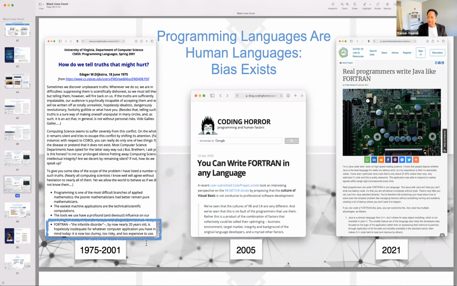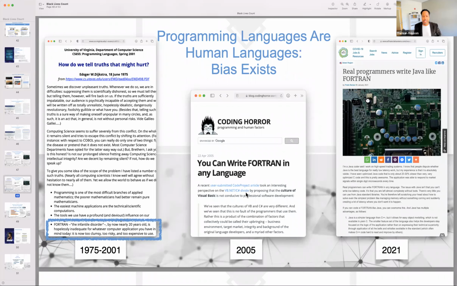Imagine if someone described your life's work, if you've done your best work in Fortran, as part of an infantile disorder. You can write Fortran in any language. This is actually a phrase that a lot of software engineers use as a way to say you can write bad code in any language.